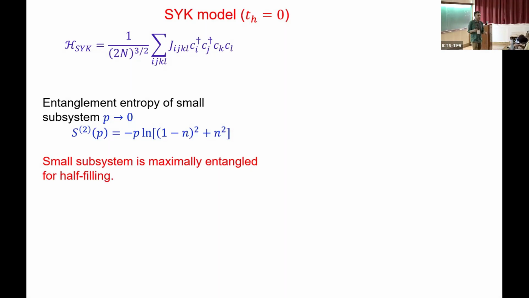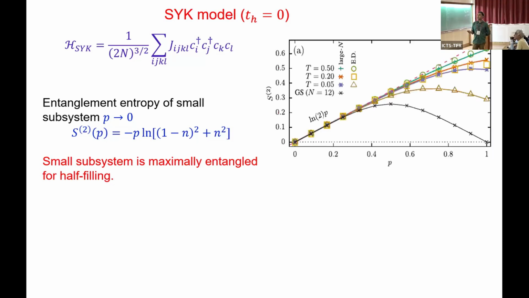This is the occupation of the complex SYK. So at half filling this will be 0.5, and at half filling this will be maximally entangled, so it will be log 2. If you take a small subsystem at half filling that is maximally entangled, the rest of the system always acts like an infinite temperature bath to that system.